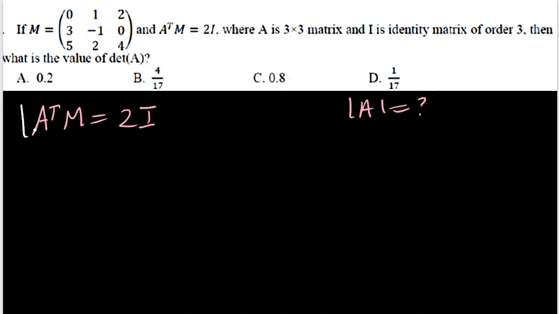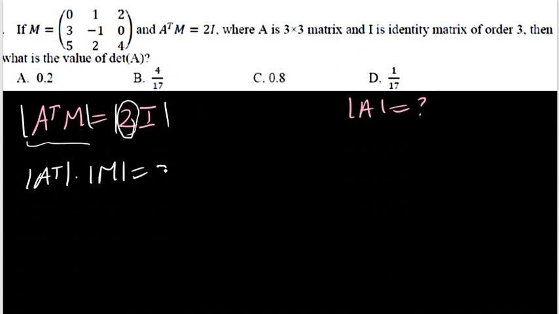Here what we can do, we can take determinant both sides. And this is the same as determinant of A transpose times determinant of M, which is equal to this constant. When you take it out, since the order is 3, it will be 2 cube times determinant of I. When there is a constant as a coefficient of a given matrix, when you take out from the determinant or from the absolute value, it will be taken out as an exponent of the degree of the given matrix. Since it is a 3 by 3 matrix, the 2 will be taken out as 2 cube. If it is 2 by 2, it will be 2 square.